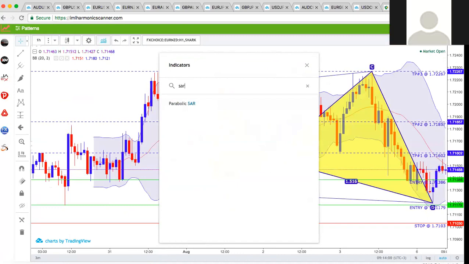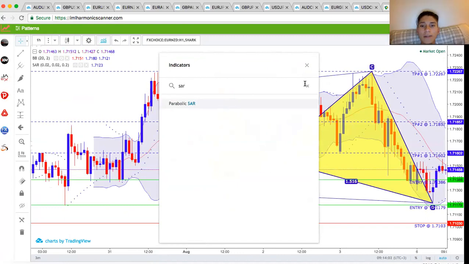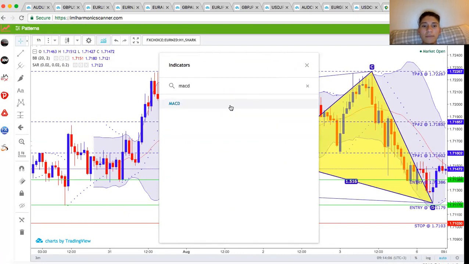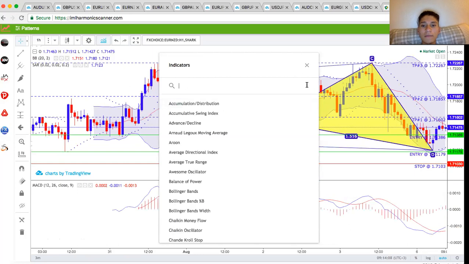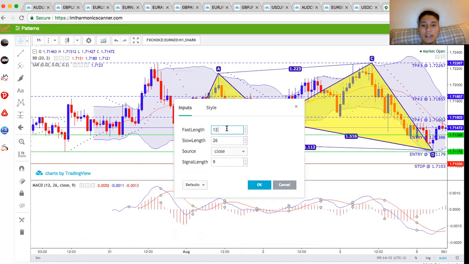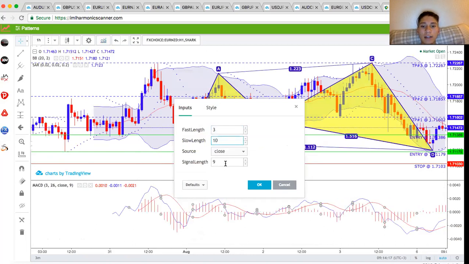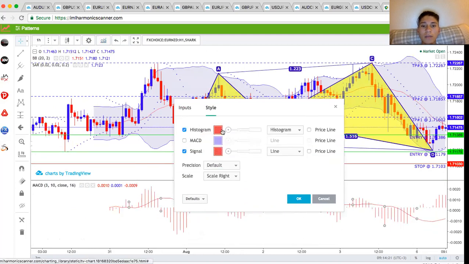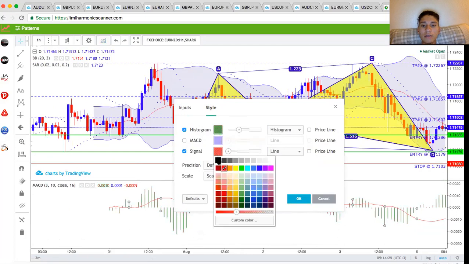I'm going to add on my parabolic SAR. Everybody knows these are my favorites, by the way. That's why I use them. And then my MACD. And then now I have to change my settings on the MACD because these are not the settings that I use. Every time I do this, by the way, 3, 10, and 16, right? We go on, I remove the middle line. I usually like the color green and black.